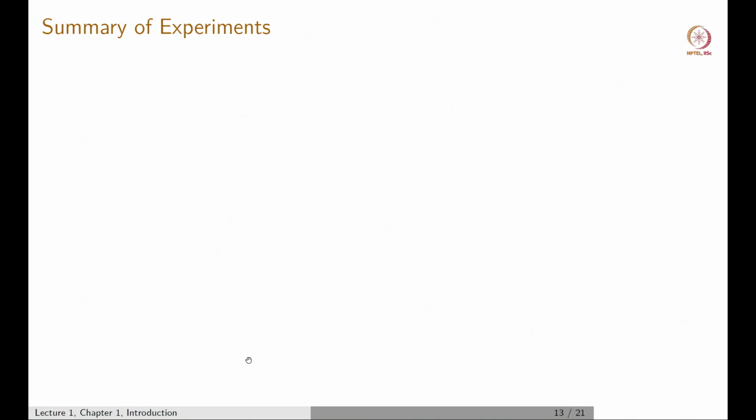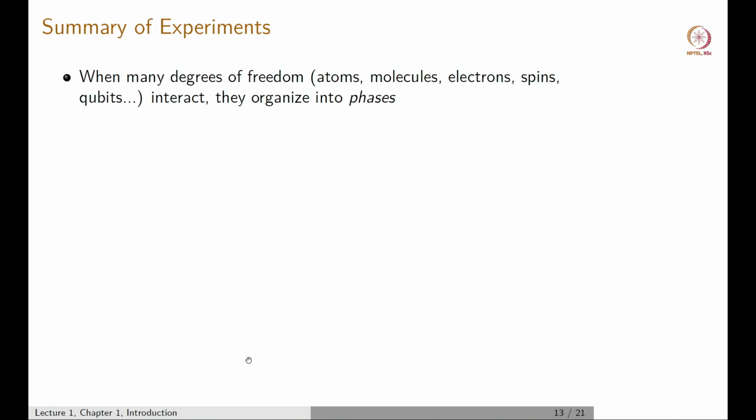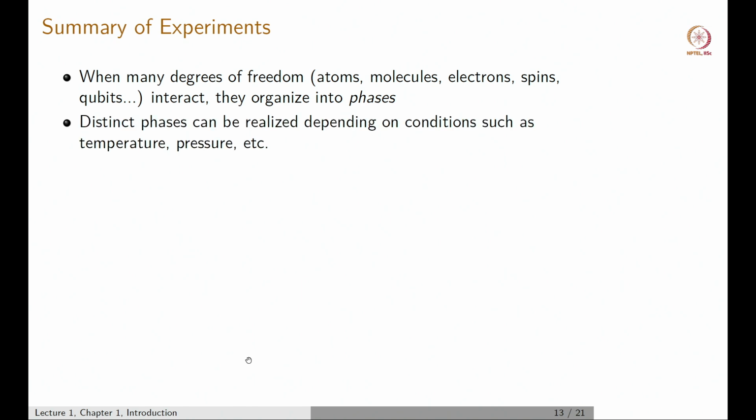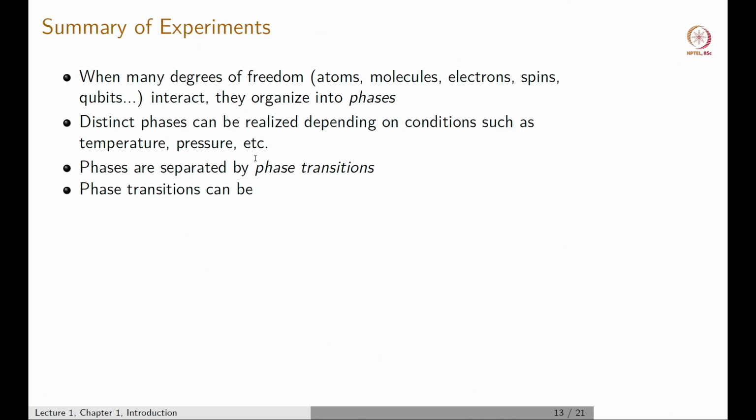So let me summarize what we have learned from the experiments so far. When many degrees of freedom interact, they organize into phases. Distinct phases can be realized by the same degrees of freedom depending on the temperature, pressure, and other conditions. Phases are separated by phase transitions. Phase transitions can be first order or they can be continuous.